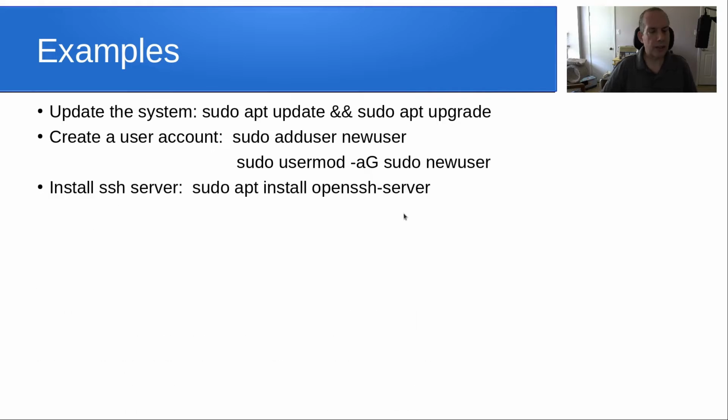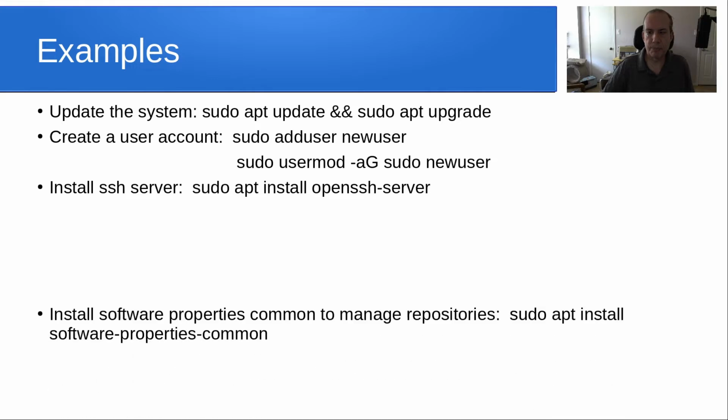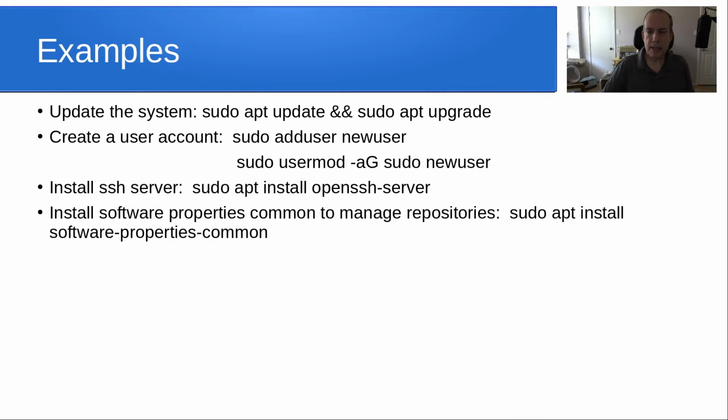Then the next thing you're going to want is to install the SSH server so that you can SSH into this system remotely. So sudo apt install openssh-server. Then another thing is you're going to want to install software-properties-common to manage repositories. Sometimes you'll come along with a command and it'll ask you to install this. So up front, it's a good idea to do a sudo apt install software-properties-common.